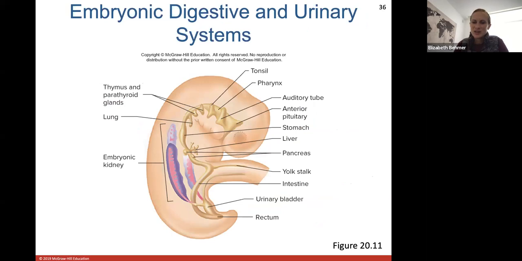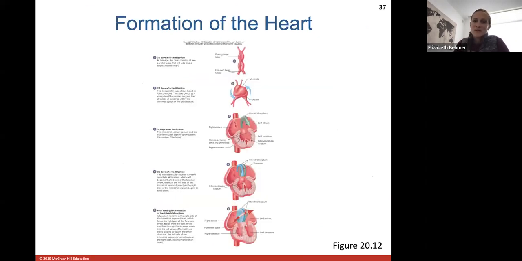Embryonic, digestive, and urinary system. You can see how the kidneys are forming. You can see some of where the other limbs are forming, again, coming off of that primitive streak area. Formation of the heart is about 20 days after fertilization.